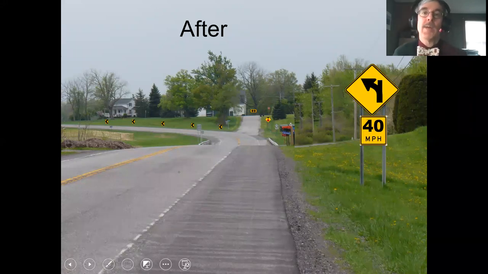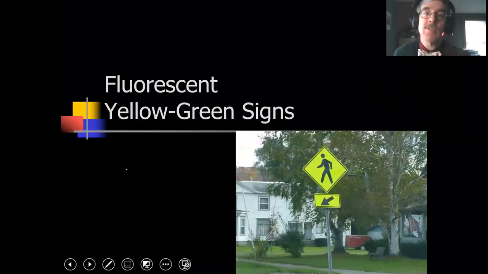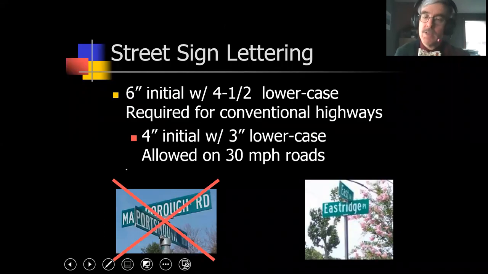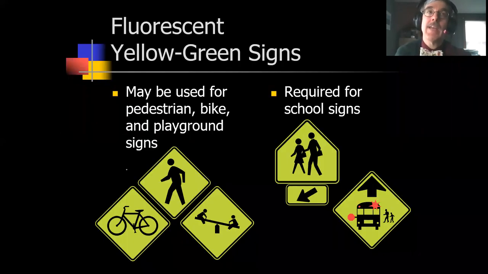Now, if you're putting up fluorescent yellow, that's a common sign color that we're using these days. Okay? Fluorescent yellow green. I like the color, and there are some standards for that. If you're putting them up for playgrounds or walking across the roadway, you're allowed to use it. If you're putting them in a school zone, they're required. So school zones have to be that new fluorescent yellow green. You may use them for others. My advice is be consistent within your area, and preferably even work with your neighboring communities and try to be consistent within a particular area.